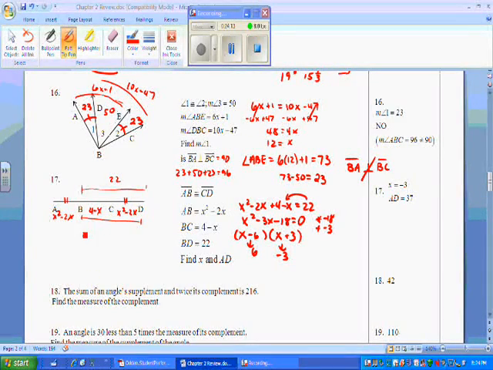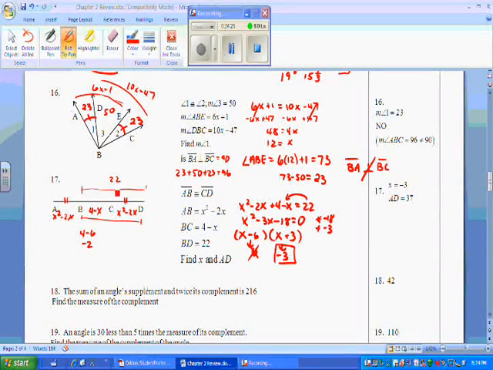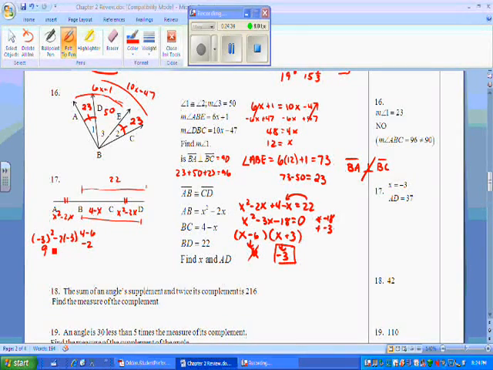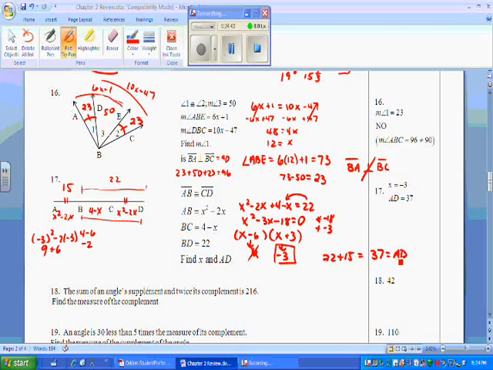Well, I look at this piece right here and I say, hey, 4 minus 6 equals negative 2. So the positive value doesn't work. Once again, negative 3 works. AD, you want the whole thing. Well, you know this is 22, so plug in negative 3 here and say negative 3 squared minus 2 times negative 3. Well, that's 9, and that's a positive 6, so this is 15. And 22 plus 15 equals 37, which is AD.